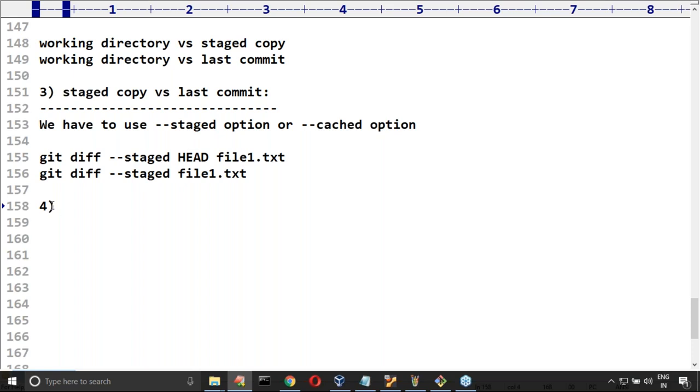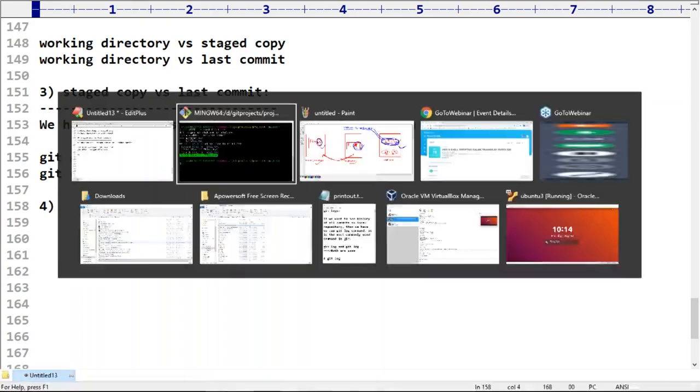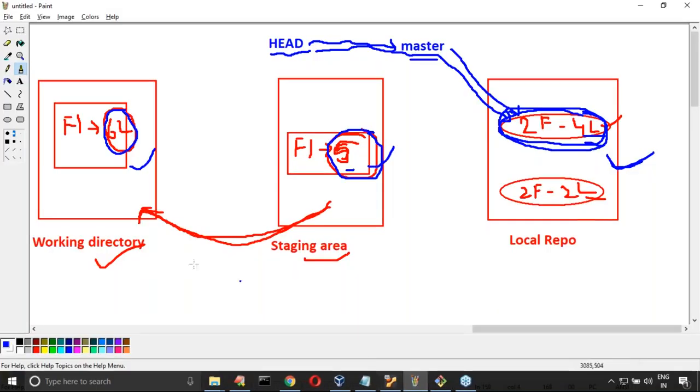Sir, here you are telling working copy and last commit, or staged copy and last commit, or working copy or staged copy. But now I don't want to talk about working copy or staged copy. I want to know the difference between working copy and the specified commit. Okay, remember, working copy and the specified commit.